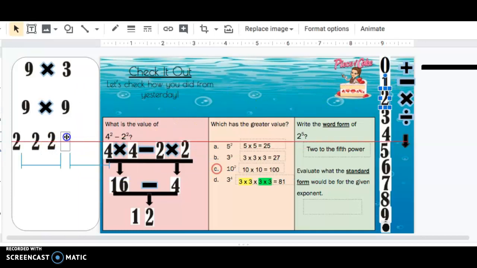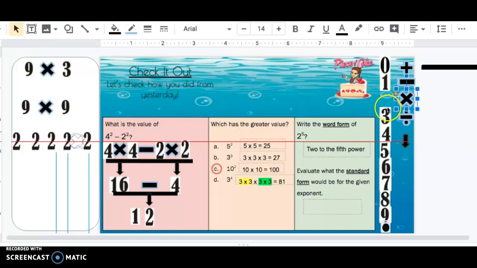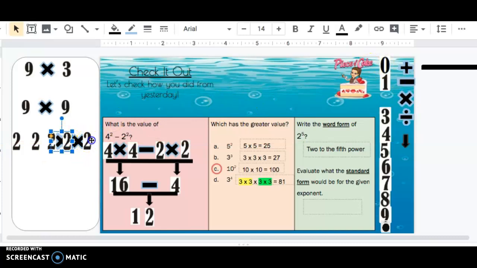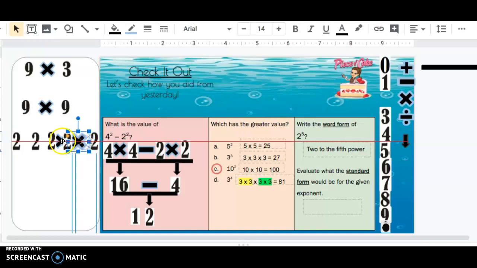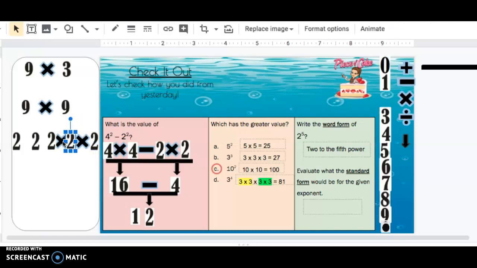I may run out of room. Hopefully I do not. Oh, I need to make another 2. And then I'll have my multiplication symbol in between each one. Space it out a little bit so I can get that multiplication symbol in there. And then this one. There we go. And let's move her over a little bit because I know I'm just multiplying all these out.